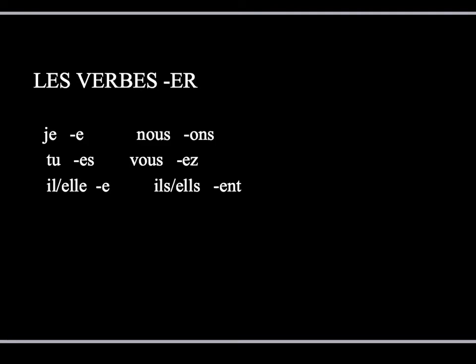Some of you might be thinking, I cannot remember any of those endings. So for ER verbs, here are the following endings that you add onto the root word of the verb: E, ES, E, ONS, EZ, ENT. These endings replace the ER that you take off.